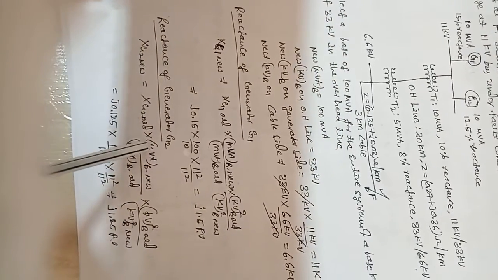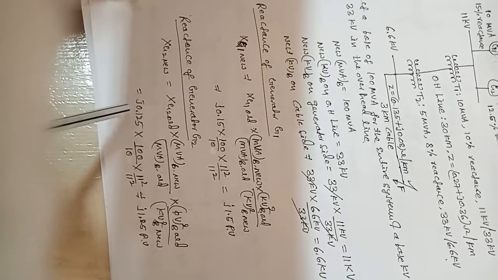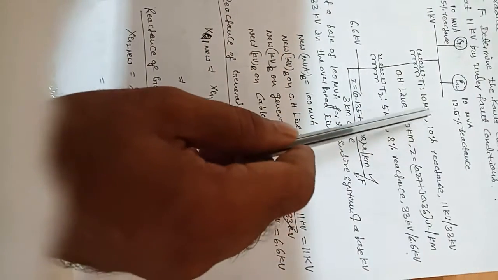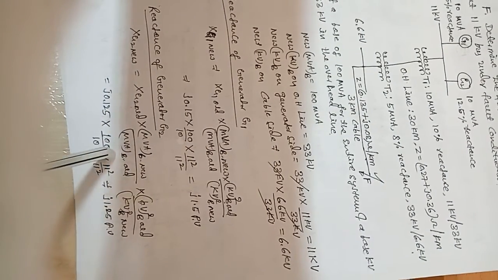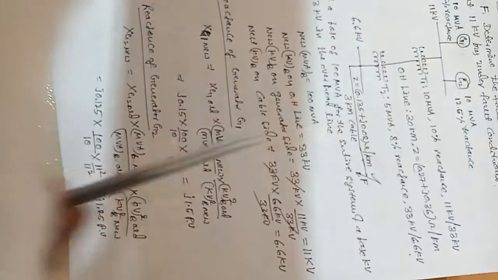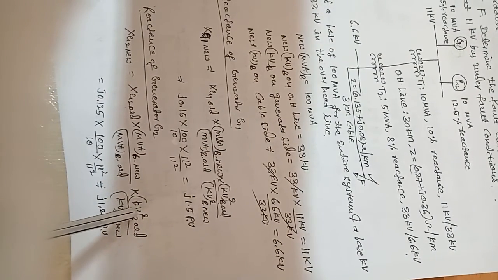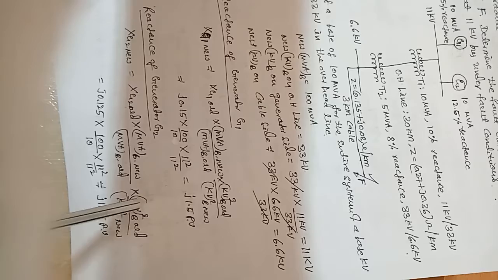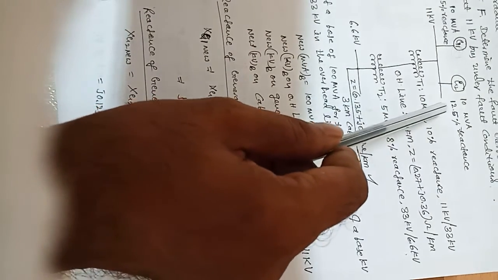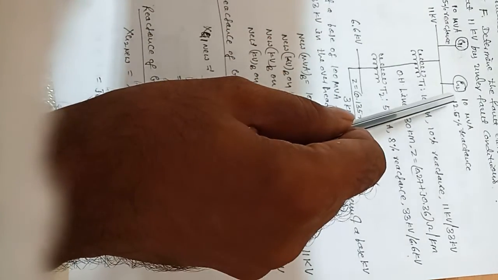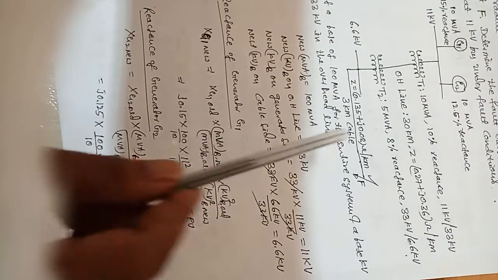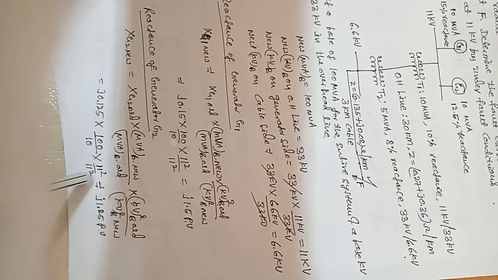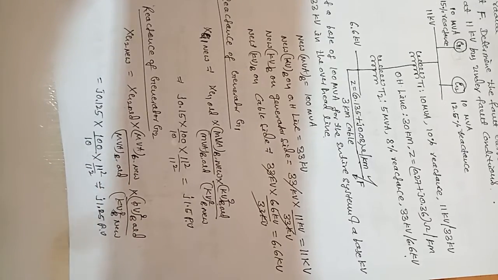So 11 squared by 11 squared gives j1.5 per unit. Similarly, for the reactance of generator G2, use the same formula. The old value is 12.5%, which means j0.125, into new MVA base 100, divided by the old MVA base, which he has given as 10, into the old kV base of generator G2, which is connected to the 11 kV bus, so 11 squared, divided by the new kV base of the generator side, already calculated, 11 squared. So j1.25 per unit. You got this? Okay.